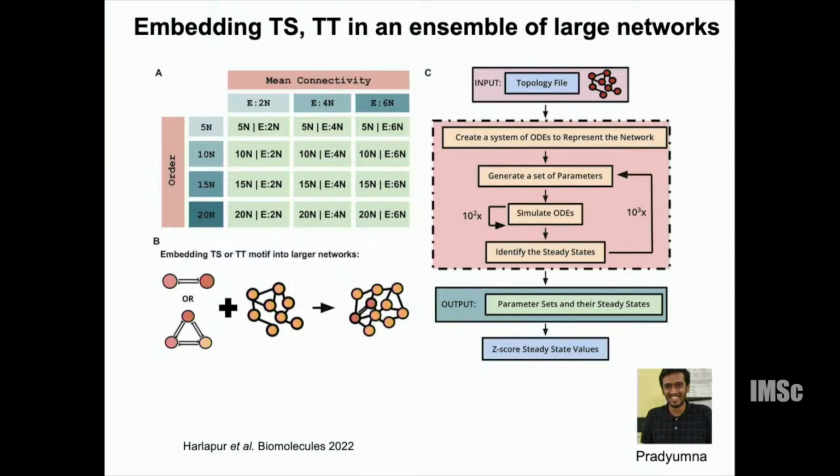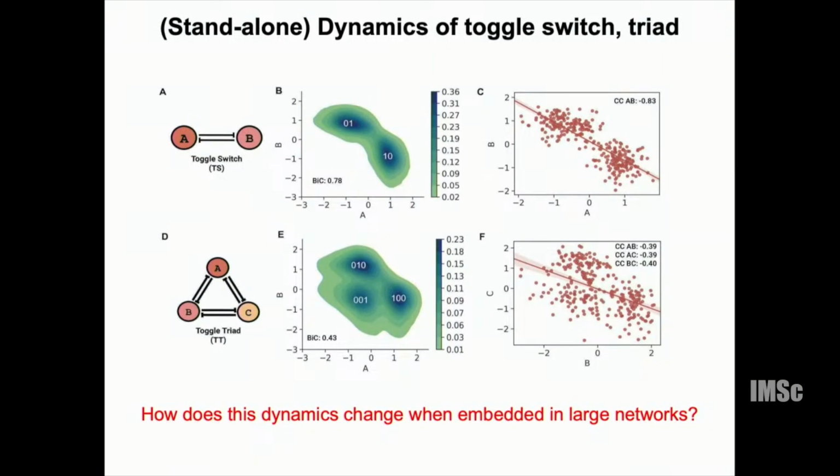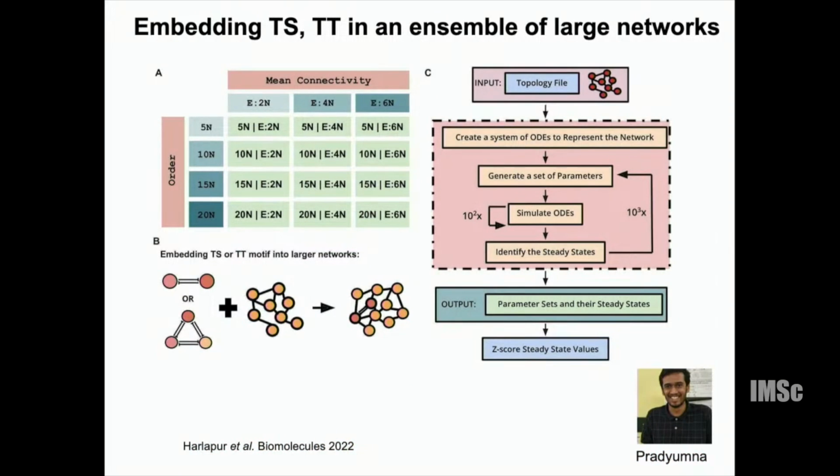Now, what are the metrics? One metric we used is this correlation coefficient. For the unembedded network, the correlation coefficient is minus 0.8. So we asked, how does this correlation coefficient change? Let's say you're looking at a 5 node 10 edge network plus a 2 node 2 edge motif. So you have a 7 node 12 edge network, a 7-dimensional network. You simulate it over large cohorts of parameters and then take all the solutions and ask what is the correlation coefficient between A and B.